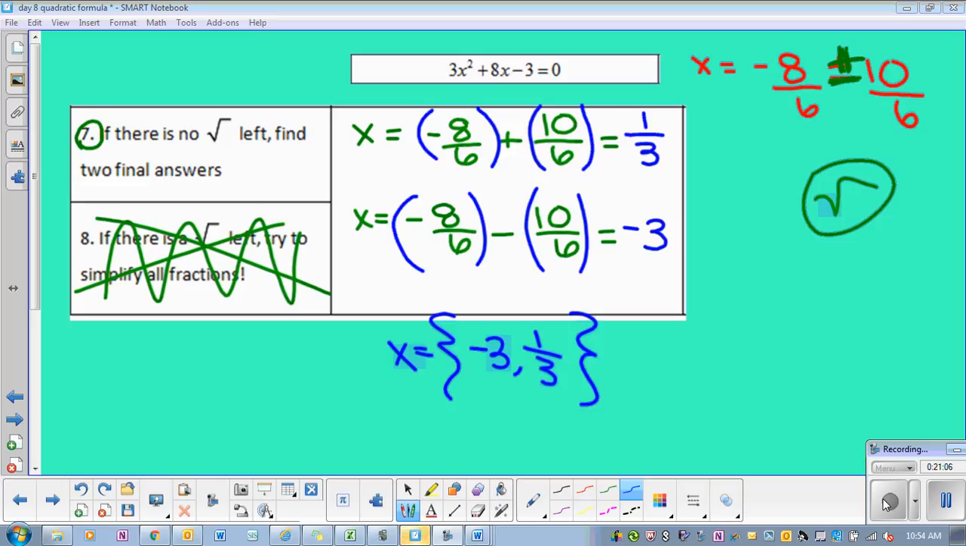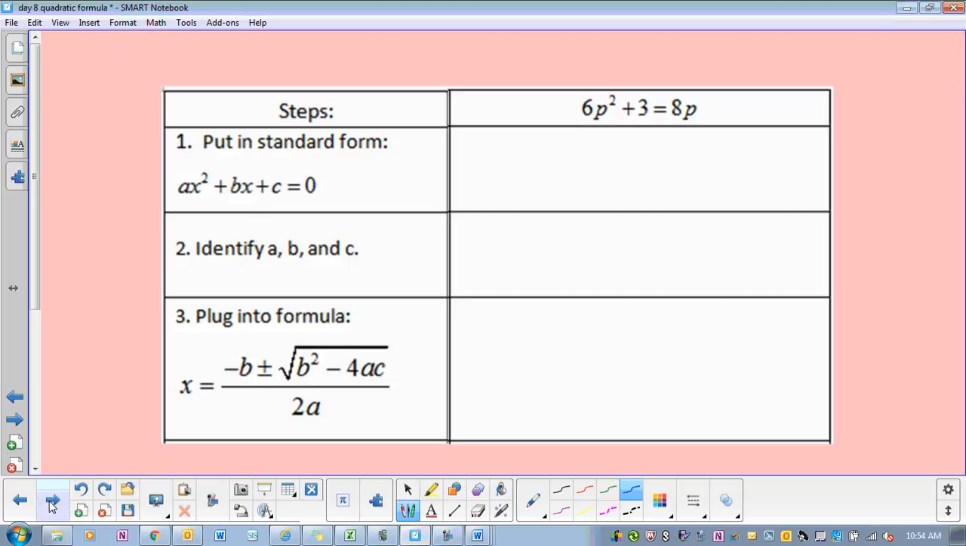All right, let's try the next one, guys. The next one's a little bit different. Wait, did we flip over? No, it's next to it. It's right next to it.